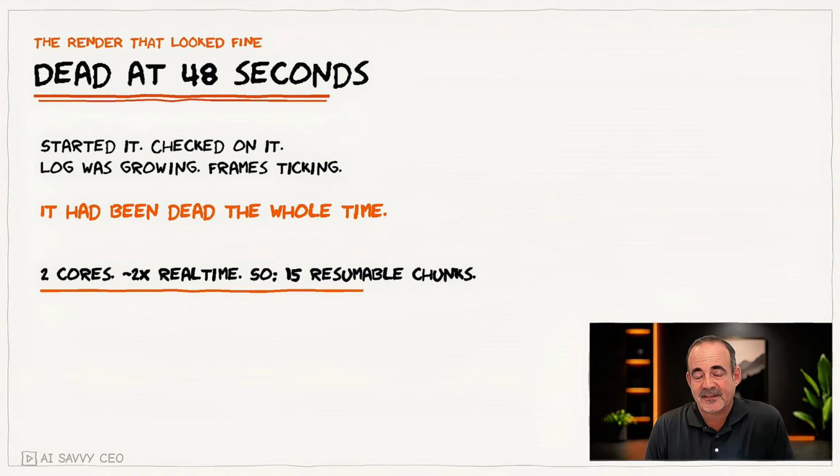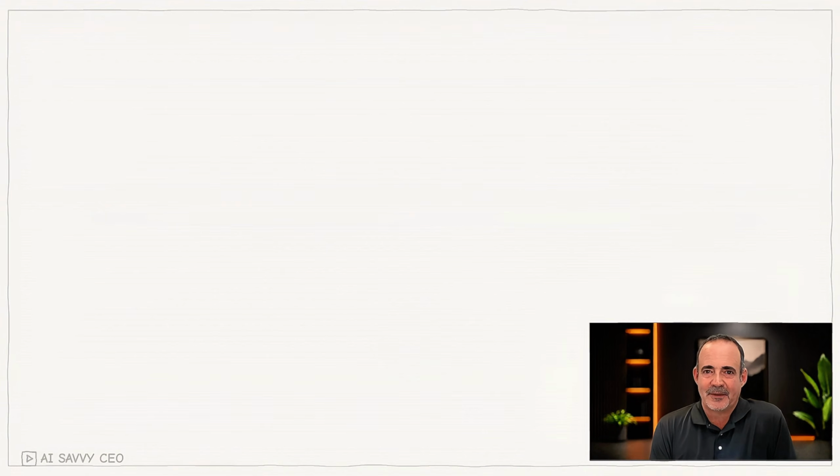So the fix was to stop pretending it was one long job. Chop it into chunks that each finish in under a minute, cache the finished ones, and run it again and again until it's done. 15 chunks. Every one either completes or doesn't exist. Kill it anytime you like. It picks up where it stopped. And that leads directly to the second thing, which is the better lesson.